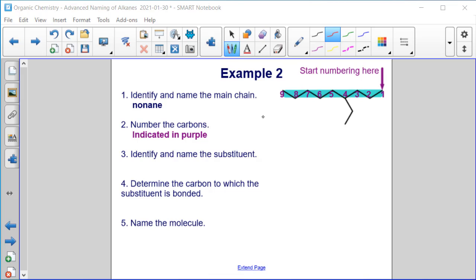The next step is to identify and name the substituent. So we can see at carbon number 4, we have a branch coming off, right? And we need to determine how many carbons it has. So the carbon at this vertex is carbon 4, and then we have a carbon here and a carbon at the end, okay? So we have 2 carbons, which gets the name ethyl.